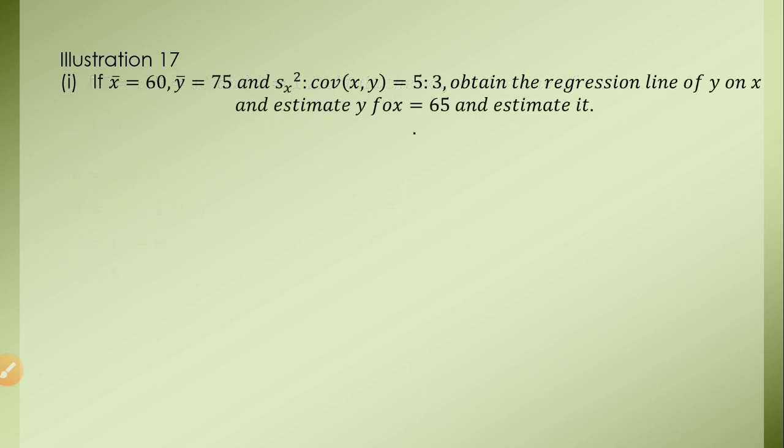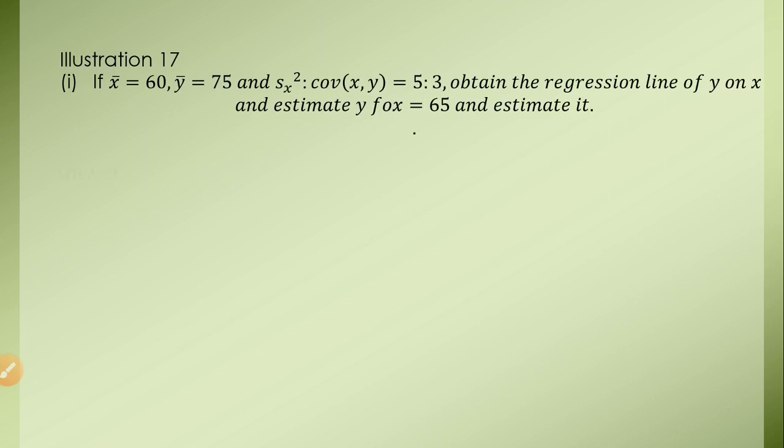If x bar is 60, y bar is 75 and Sx square is to covariance xy is 5 is to 3, obtain the regression line y on x and estimate y for x equal to 65. Now see, x bar and y bar are given and a ratio is given between Sx square and covariance xy. The first criterion is that you should know all the formulas of b. This is compulsory, you have to learn the formula.